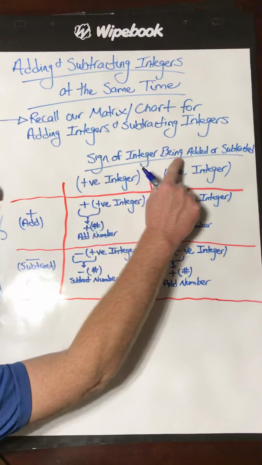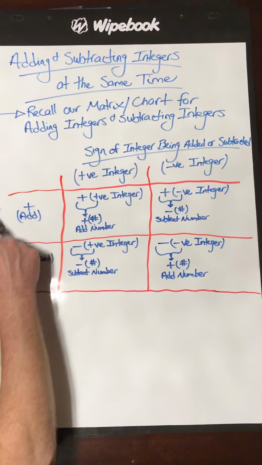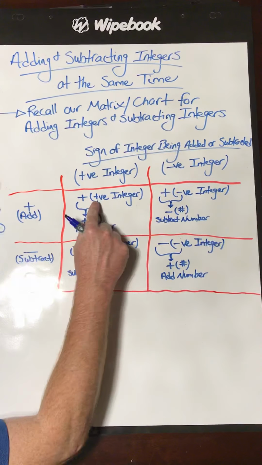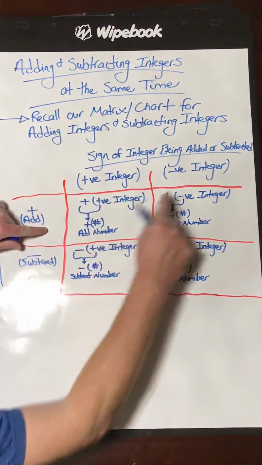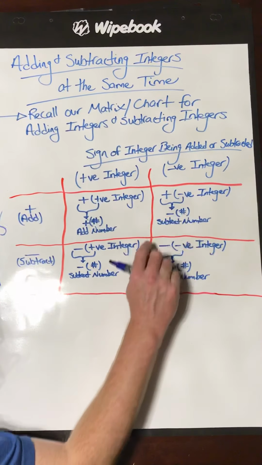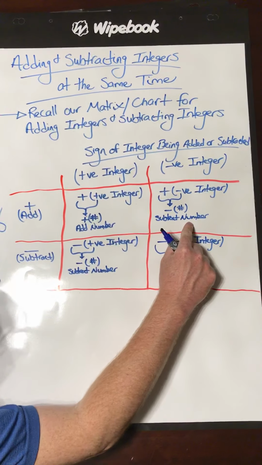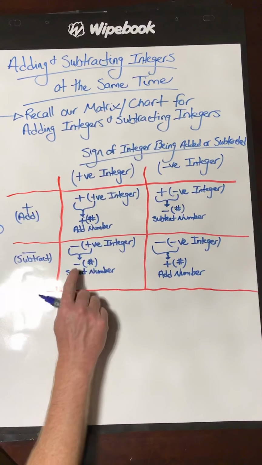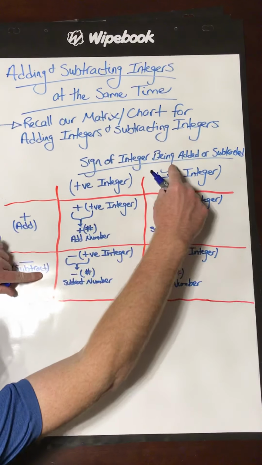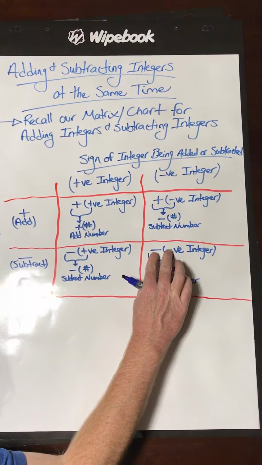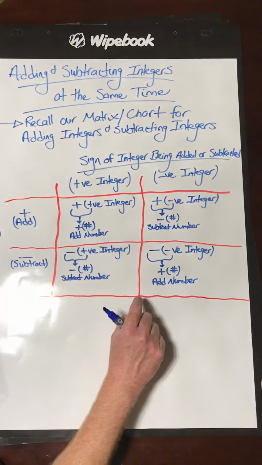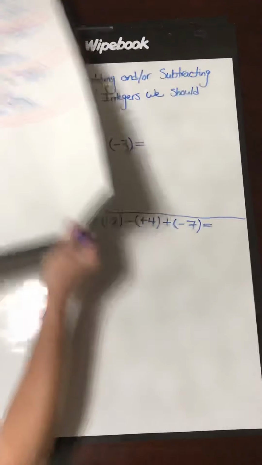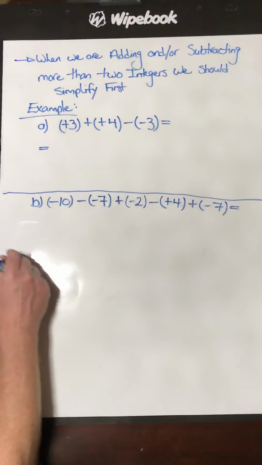We have the sign of the integer being added or subtracted on the one side. We have the operation sign here, and if we're adding a positive integer, that's two positives. Here we're going to add the number. If we're adding a negative integer, that's a positive and a negative, they're different or opposite, we're going to subtract the number. If we're subtracting a positive integer, the signs are different, so that means that we're going to subtract the number. If we're subtracting a negative number, the signs are the same, so that means that we are going to add the number. All right, and we're going to be using that to help us out here.